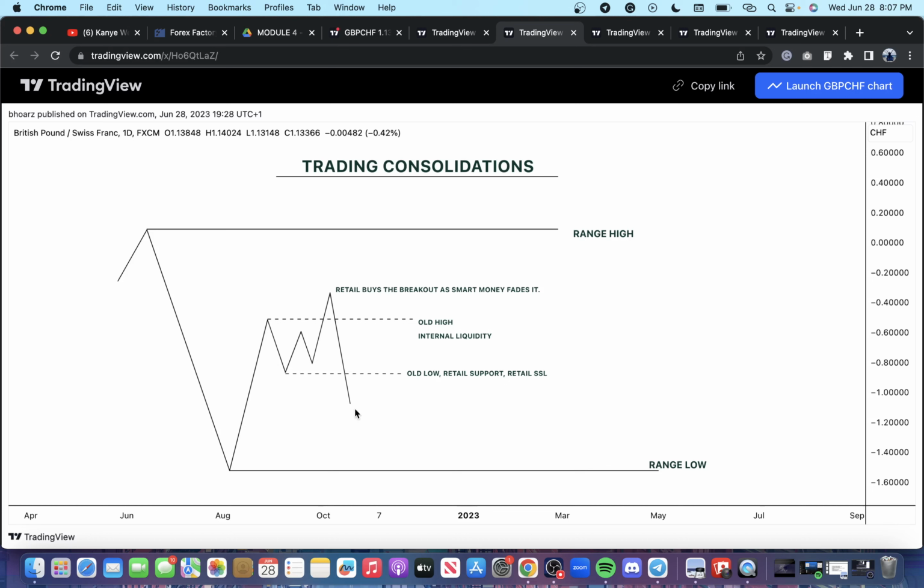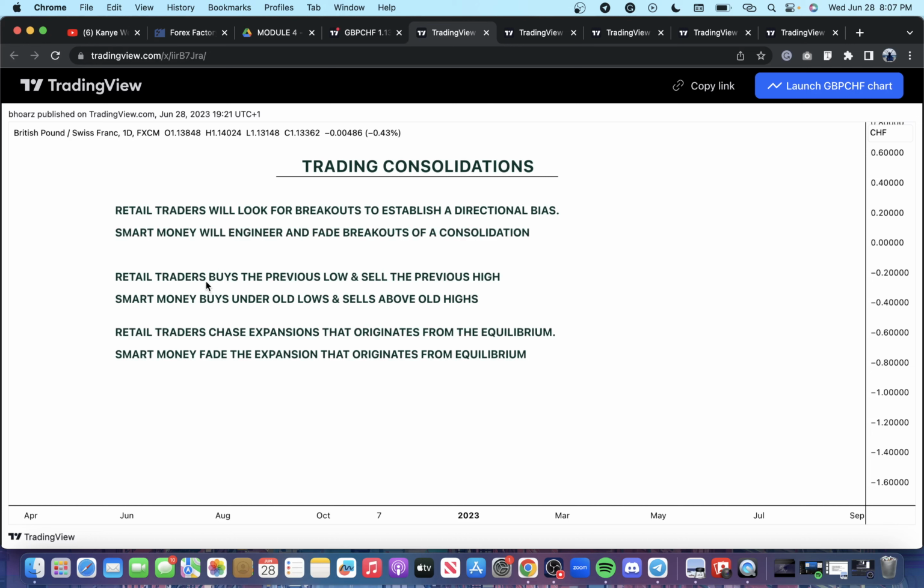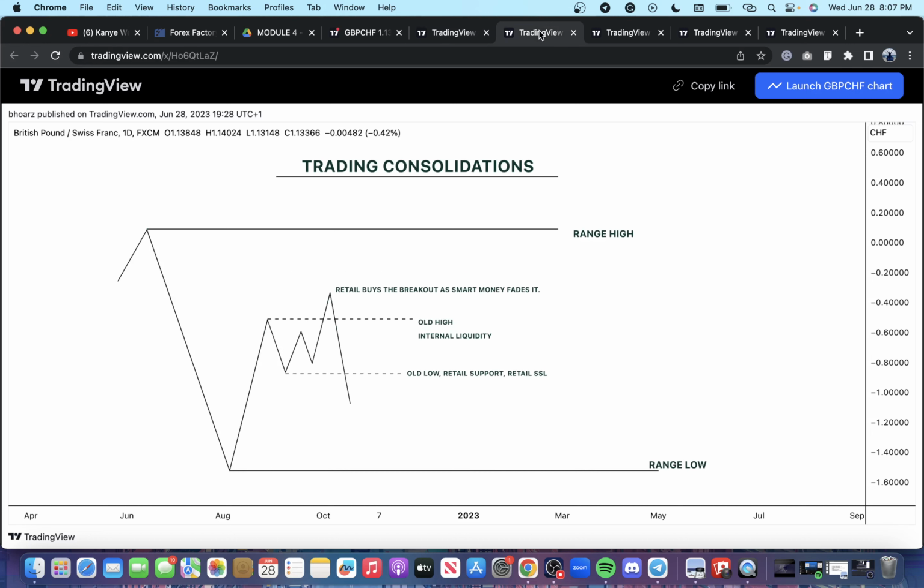And eventually the market would ultimately run for the range high, or external liquidity, because that is in line with higher time frame order flow. So in internal ranges, retail will view to buy the breakout out of a consolidation, and then the smart money would actually fade the breakout, which is what we were talking about on the first slide, right? Retail traders will look for breakouts to establish a direction of buys, while smart money will engineer and then fade the breakout out of consolidation, and that is just classically what you can see here with this drawing, by the way.